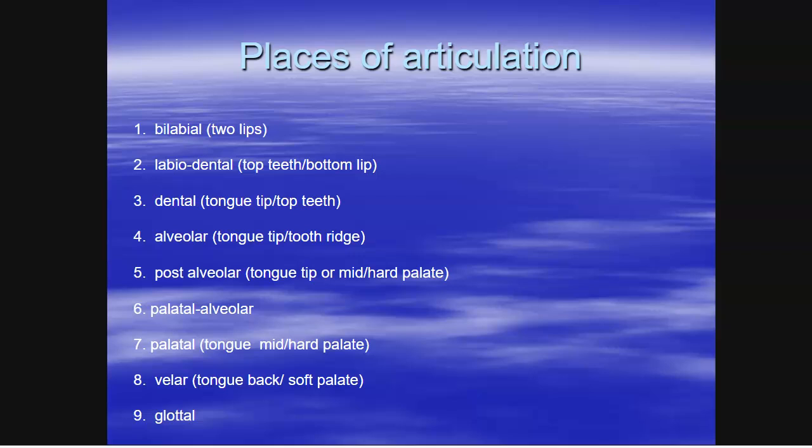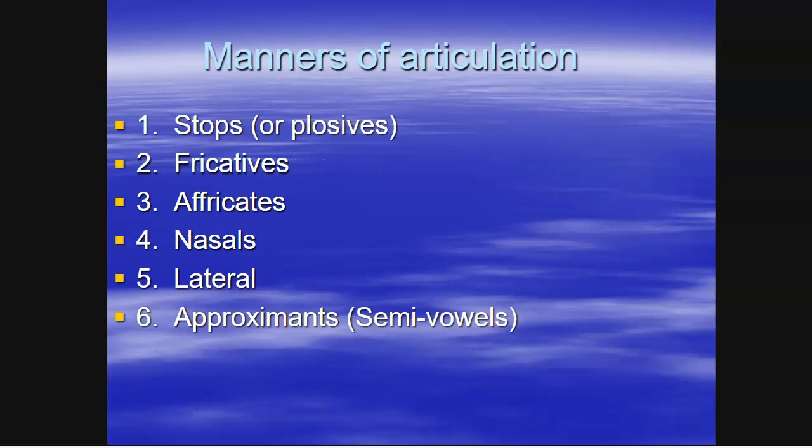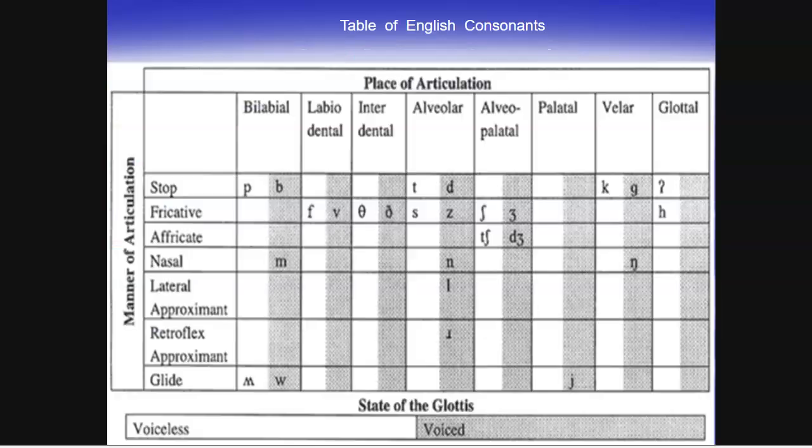Places of articulation: bilabial, two lips; labiodental, top teeth and bottom lip; dental, tongue tip and top teeth; alveolar, tongue tip and tooth ridge; post-alveolar, tongue tip or mid-hard palate; palatal, tongue and mid-hard palate; velar, tongue back and soft palate; glottal. Manners of articulation: stops or plosives, fricatives, affricates, nasals, lateral, approximants, semivowels.